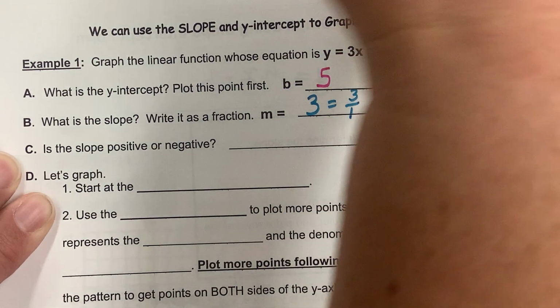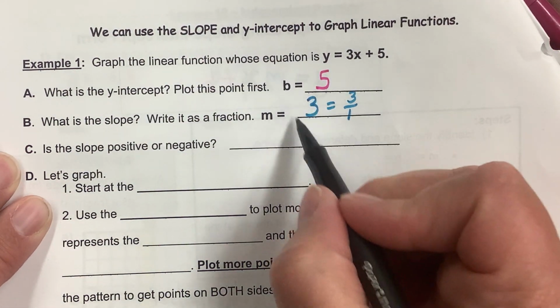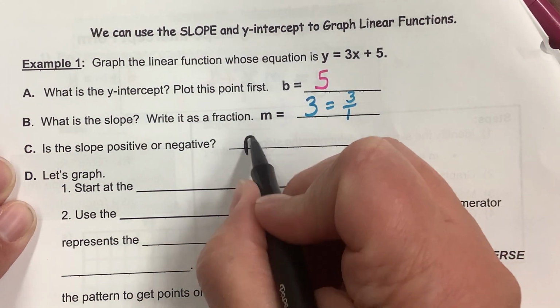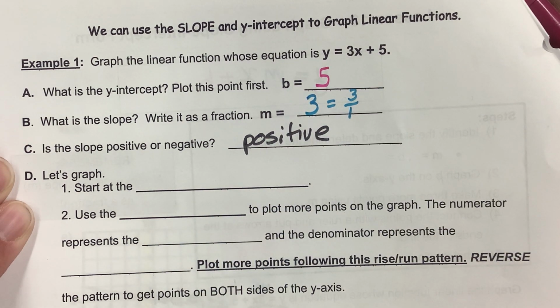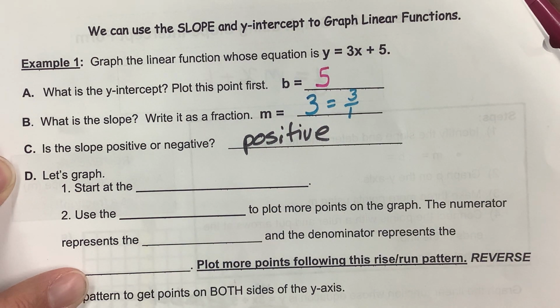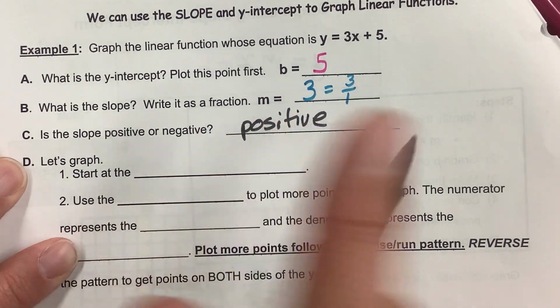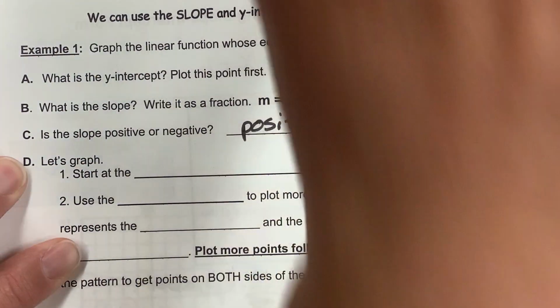Is the slope positive or negative? Well, let me look at this. Well, that's a positive number. So, where do you graph? Start at the y-intercept.